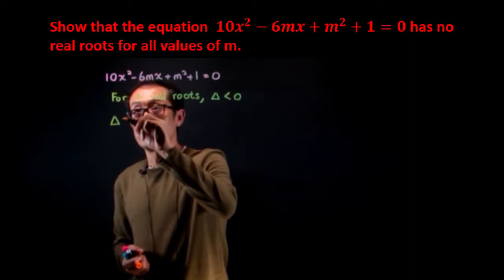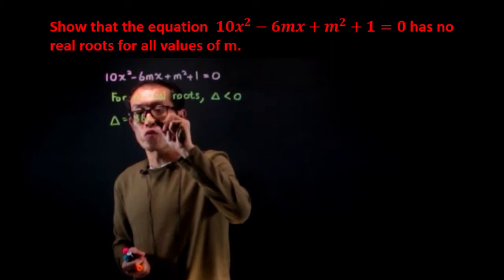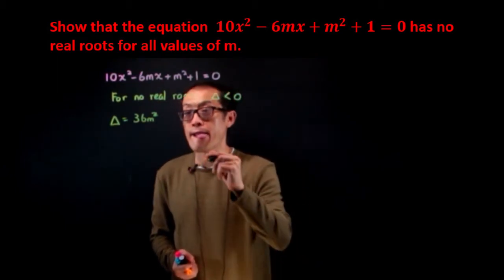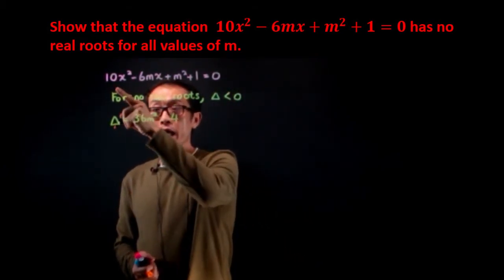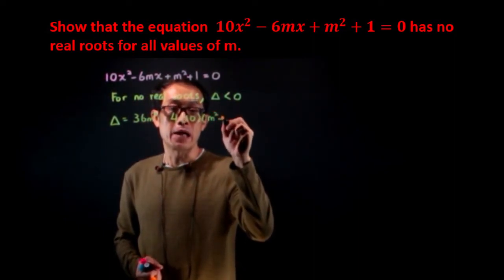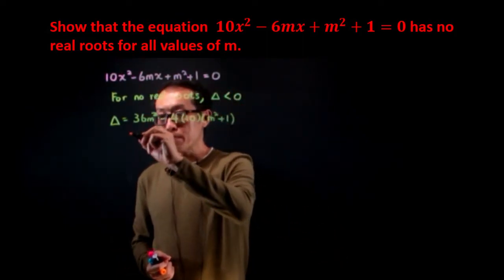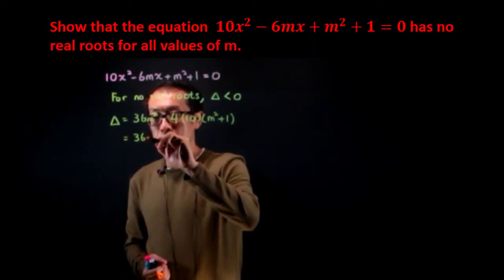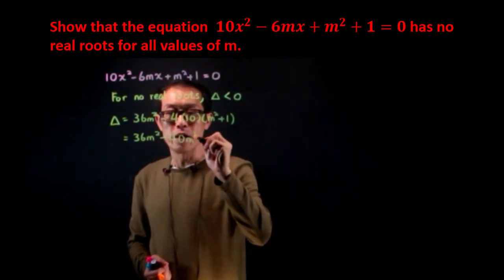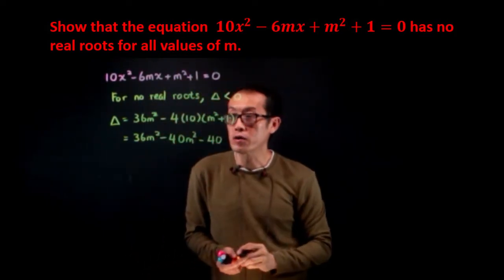The discriminant will be b squared. So what is b squared? It is 36m squared. The square of minus 6m, you square it, you get 36m squared. Minus 4, a is 10, c is m squared plus 1. Now you expand this out, you get 36m squared minus 40m squared minus 40.